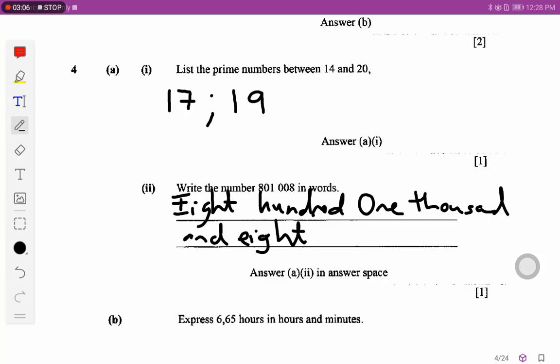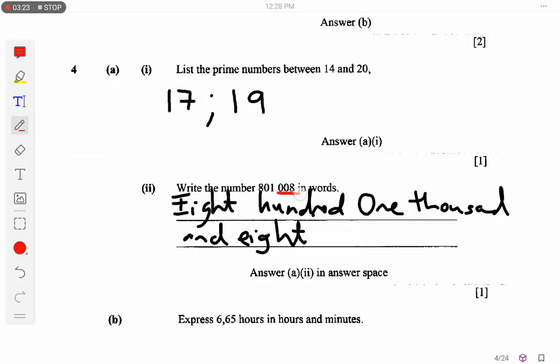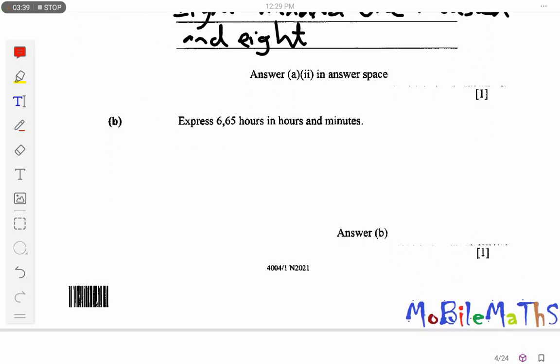So this is basically 801,008. Because you find out here we have 1,000, three zeros there, and an 8, which is this one. Then the 801 is covered there. So basically that's how you write that in words. Let's move on to the next question.